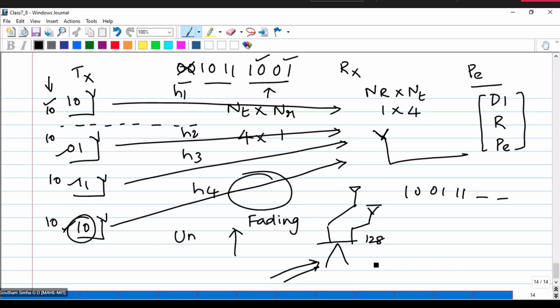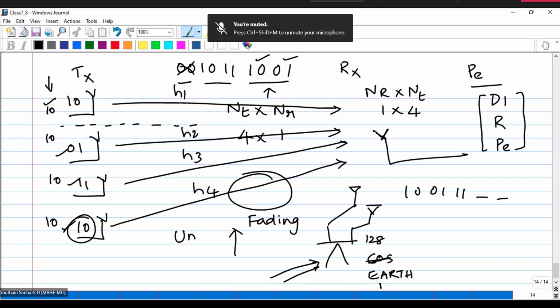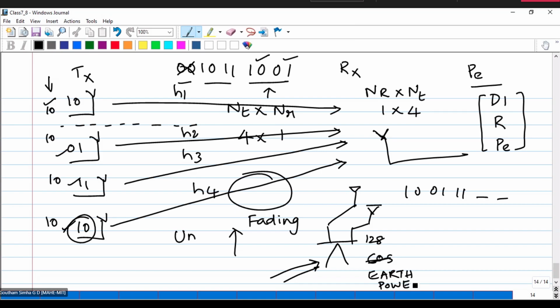It's not a joke. There is something like the Earth power model. I don't remember the number, 251 or 231. There is an Earth power model which describes exactly the power required for a 4x2 system, for a 4x4 system, for an 8x4 system, for a 16x4 system, and so on and so forth. Okay.